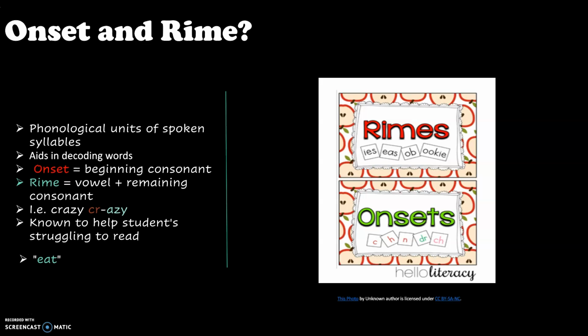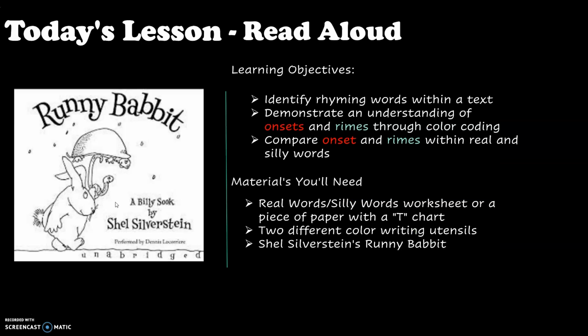Now that you have a brief overview, let's move into our lesson for today. In today's lesson, we are going to work on the objectives of identifying rhyming words within a text. We're going to demonstrate an understanding of onsets and rhymes through color coding, which as you can see here, I have color-coded my word onset with red and rhymes with blue, and I'm going to keep that coding all throughout the rest of the slides. And we're also going to compare onset and rhymes within real and silly words.